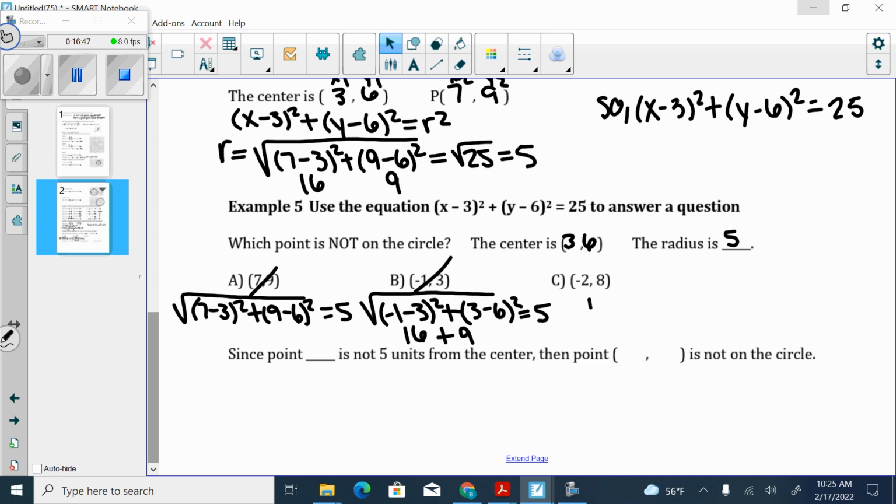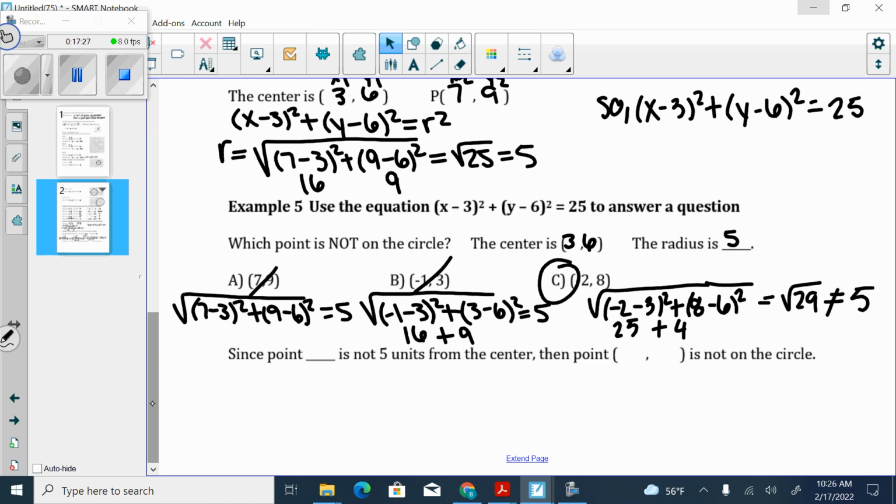We've got in our radical negative 2 minus 3 squared plus 8 minus 6 squared. What is negative 2 minus 3? Negative 5, and negative 5 squared would be 25. 8 minus 6 is 2, and 2 squared is 4. So underneath here we get 29, and the square root of 29 is not 5, so it's got to be C.